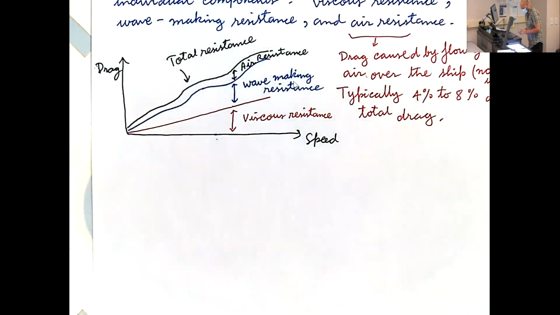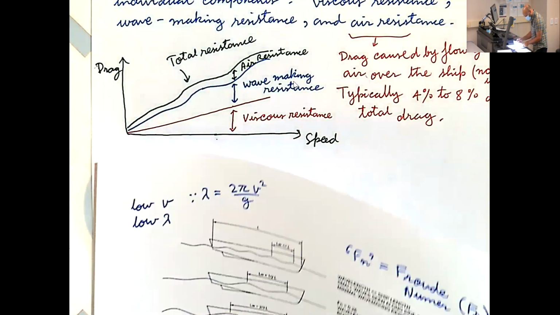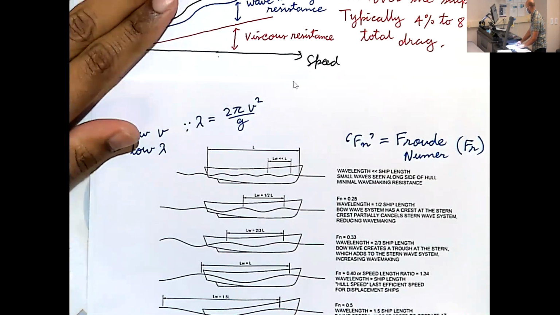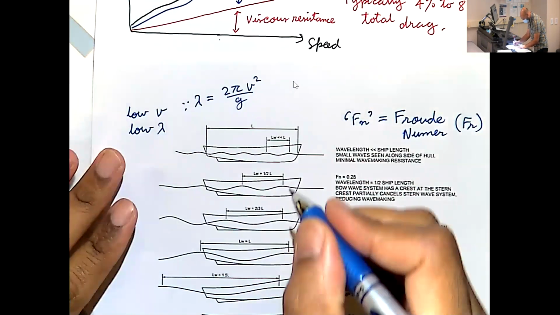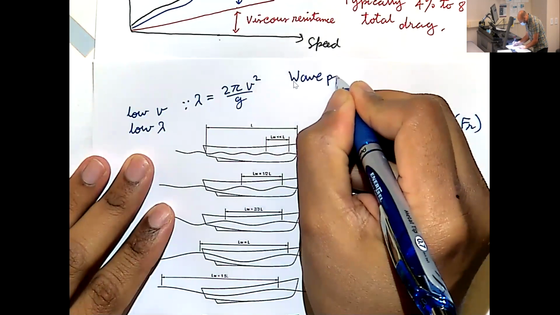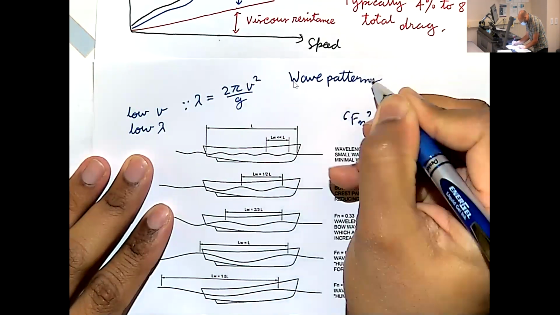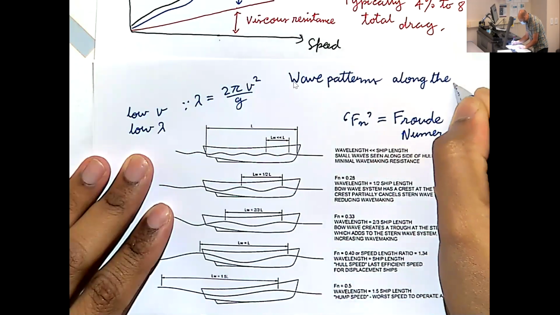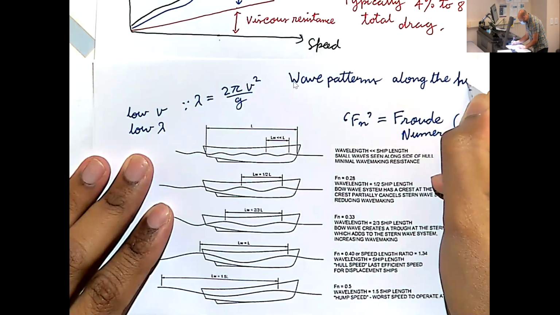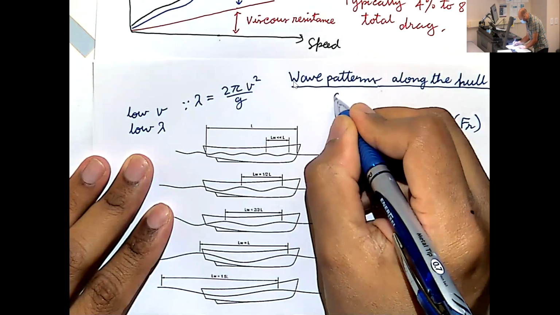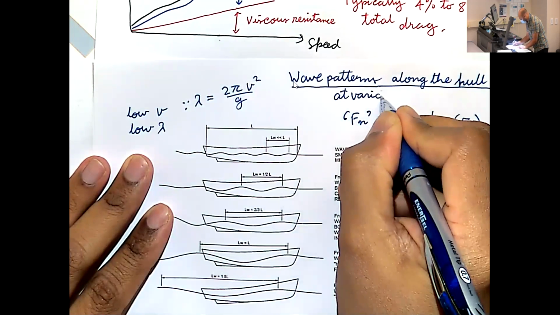Okay, and all of this is related to the image, which I'll bring back. Where is it? Okay, here. So I sent you this, and you can just write on it if you like. So these are wave patterns along the hull at various speeds.